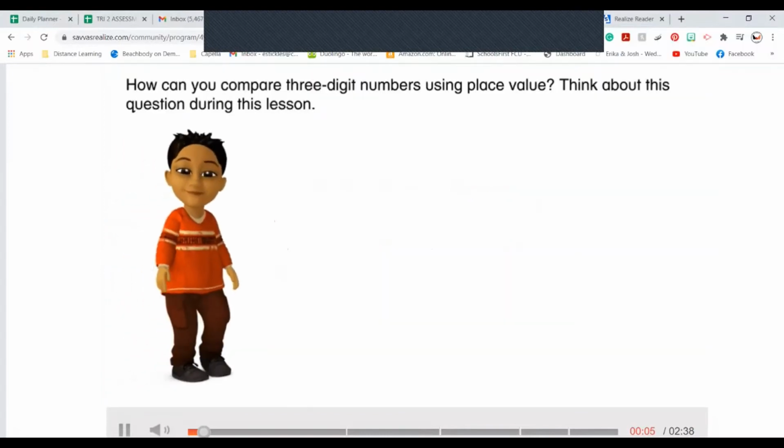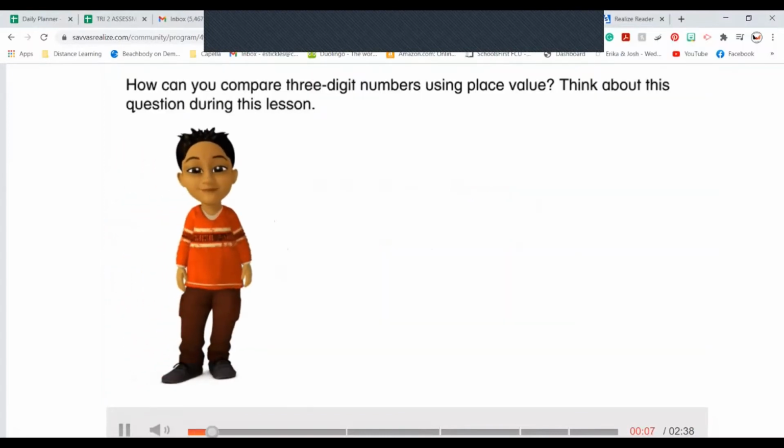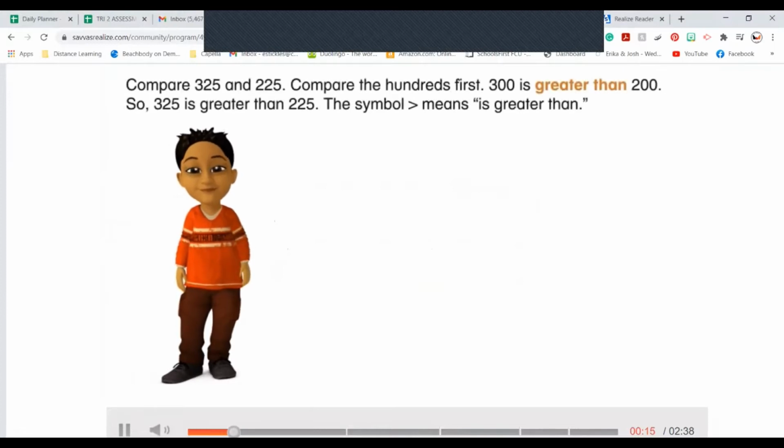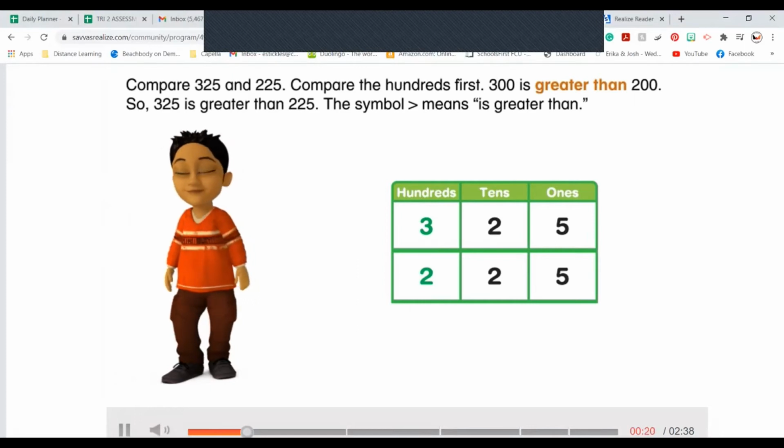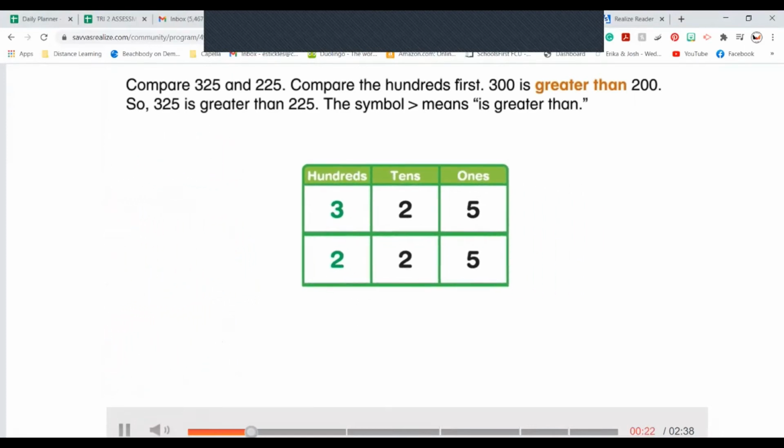How can you compare three-digit numbers using place value? Think about this question during this lesson. Compare 325 and 225. Compare the hundreds first. 300 is greater than 200. So 325 is greater than 225. The symbol means is greater than.